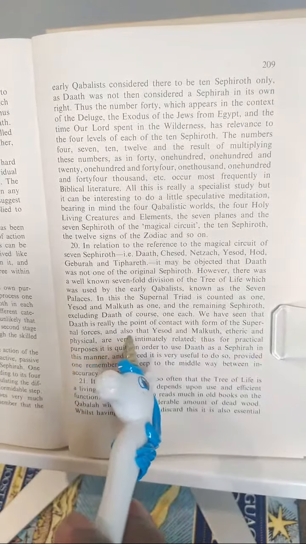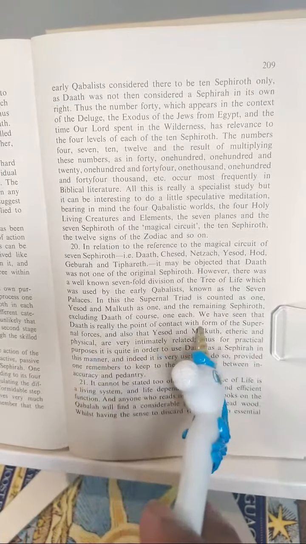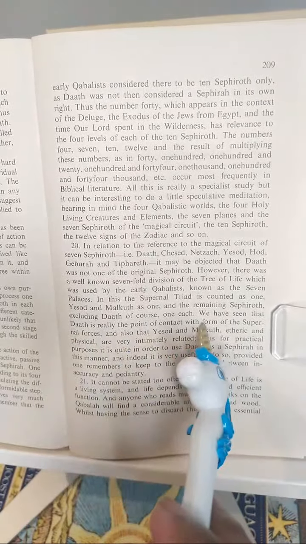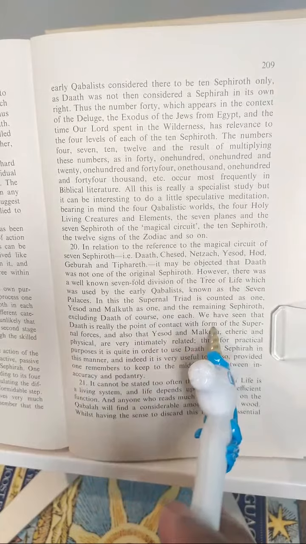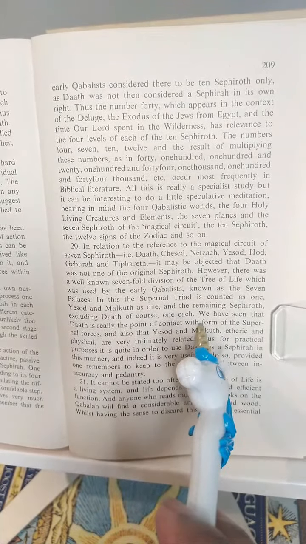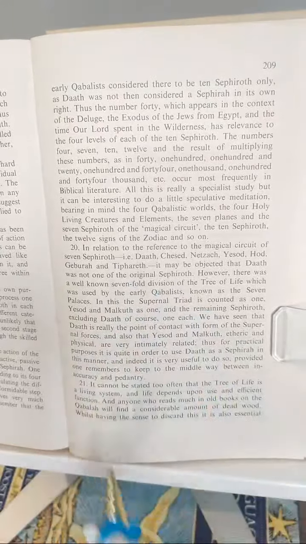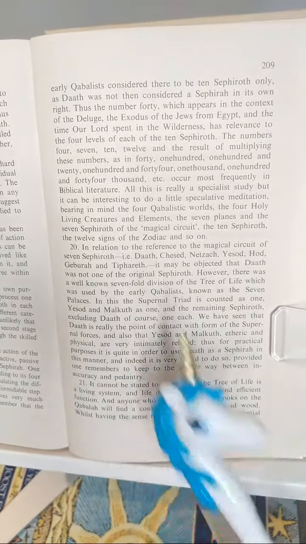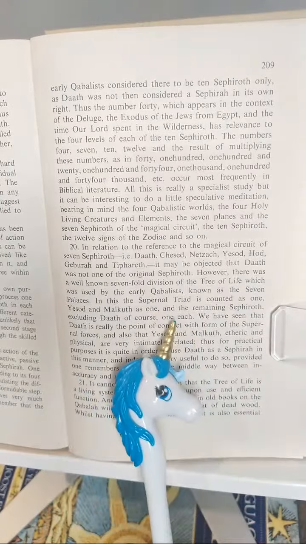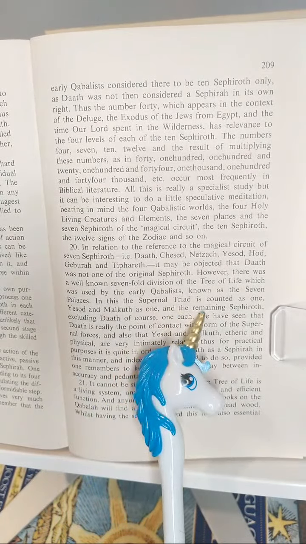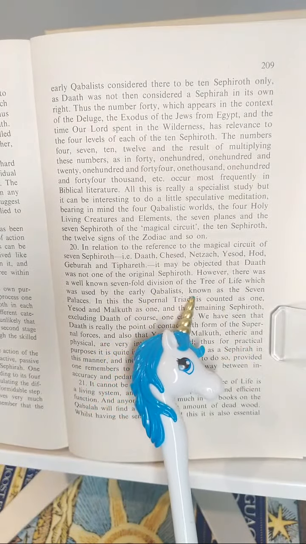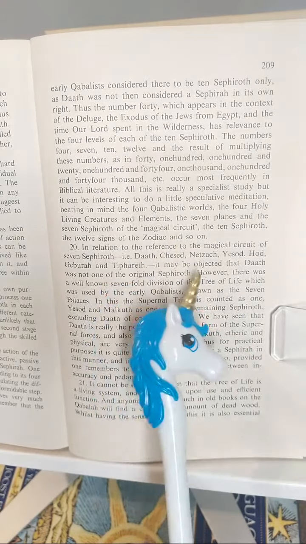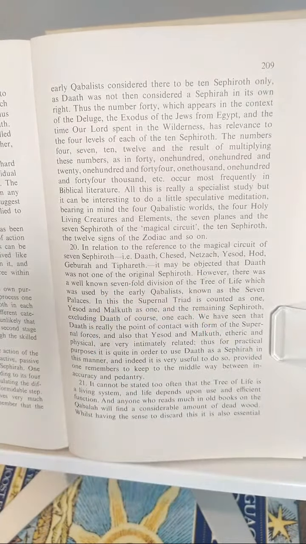We have seen that Daath is really the point of contact with form of the supernal forces. And also that Yesod, wow, so that would explain why Daath lines up with Om. Om being the point of contact with consciousness and energy. And also in Tawashuti, when the practitioner goes past the point of Akasha, which is going to take place at the level of Geburah and Chesed, once you get past that level, you contemplate Om, which would be in the same place as Daath. Interesting.